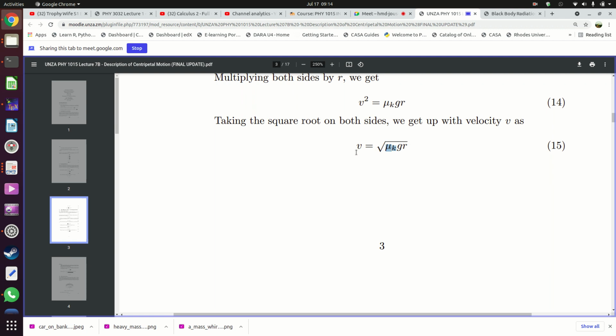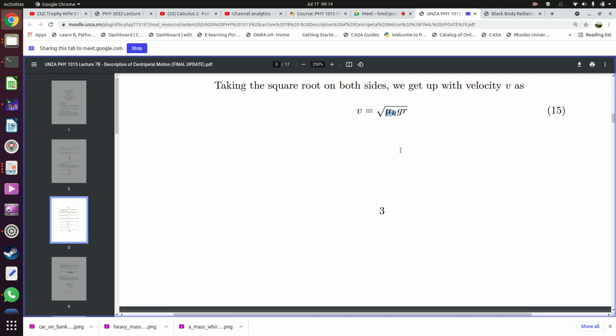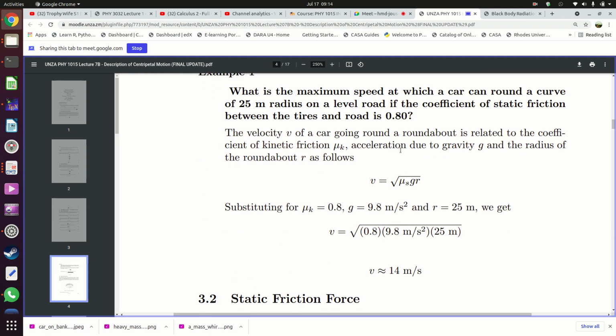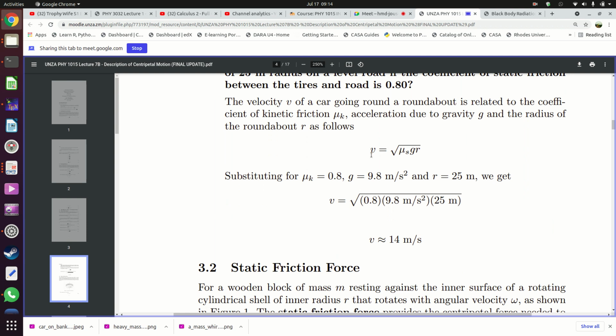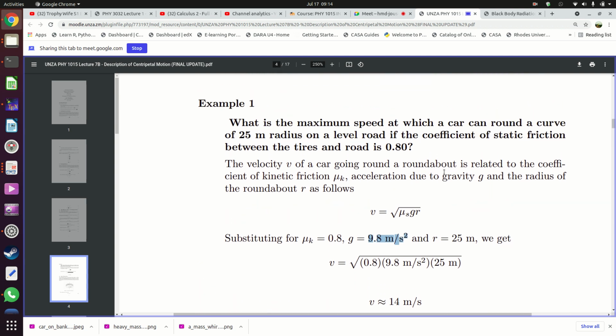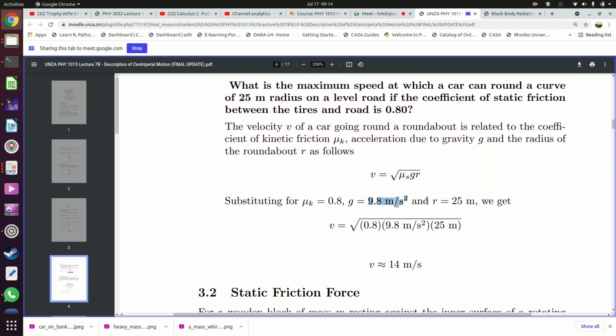So in this case, you have your velocity is going to be equal to the square root of the coefficient of static friction multiplied by g multiplied by r. And basically that's the expression which gives us our maximum speed. So v is going to be equal to the square root of the coefficient of static friction multiplied by g multiplied by r. Our coefficient in this case is 0.8. Our acceleration due to gravity on Earth is 9.8. The radius of the curve is 25. We derived it for the roundabout, but it also applies for a curve because a curve is part of a circle.